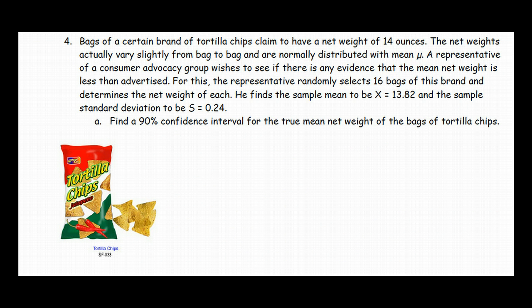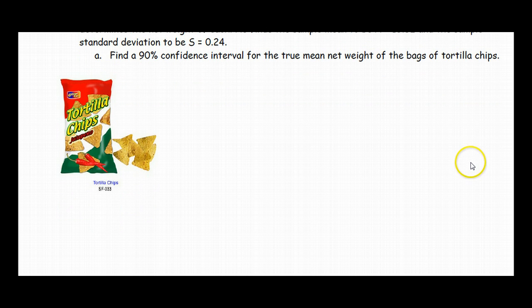Bags of a certain brand of tortilla chips claim to have a net weight of 14 ounces. The net weights actually slightly vary from bag to bag and are normally distributed with mean mu. A representative of a consumer advocacy group wishes to see if there's any evidence that the mean weight is more or less than advertised. For this, the representative randomly selects 16 bags of this brand and determines the net weight of each. He finds the sample mean, X bar, to be 13.82, and the sample standard deviation to be S equals 0.24. Find the 90% confidence interval for the true mean weight of the bags of tortilla chips.